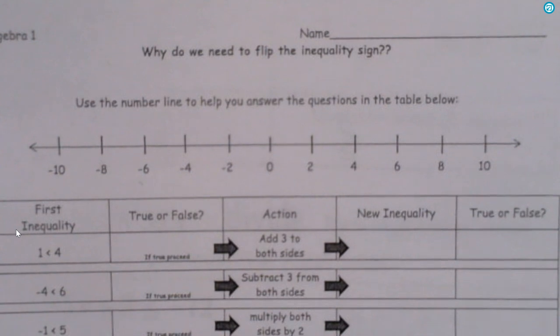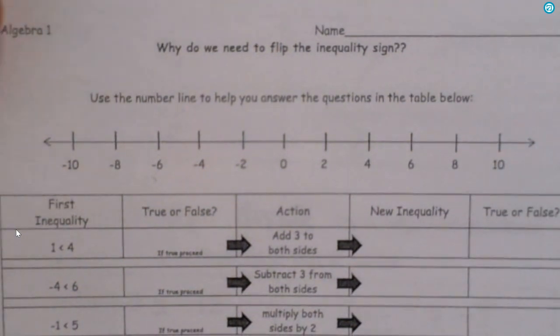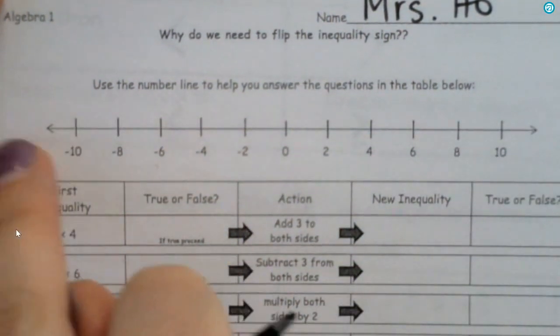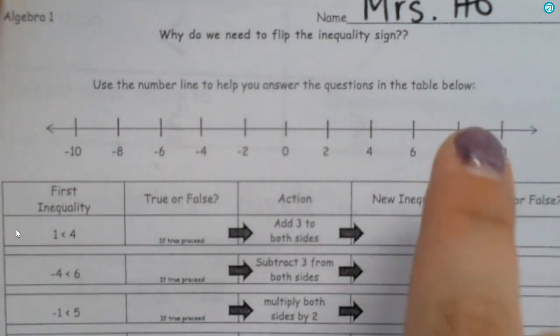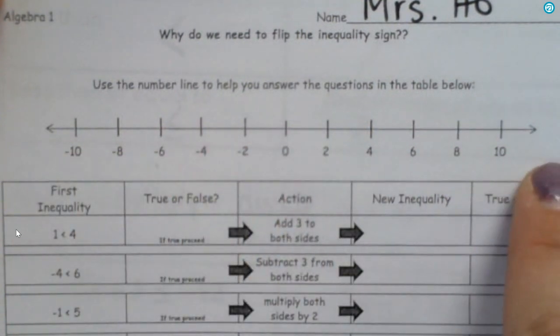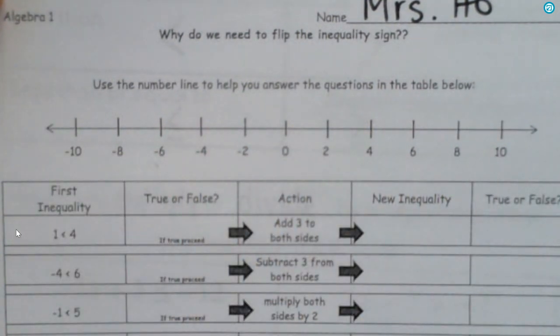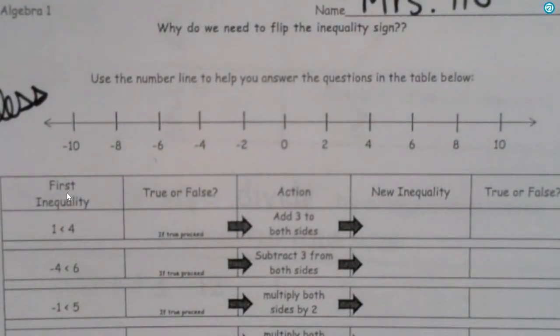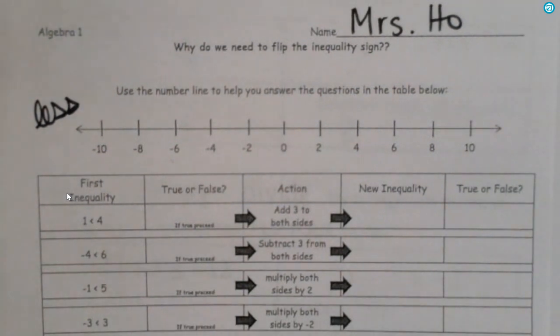What this is going to do is explain to us why we need to flip the inequality sign. So over here on the left, we've got a number line that we can use to help us remember which numbers are to the left and which numbers are to the right. Go ahead on this number line. I want you to write less on the left and write greater on the right.